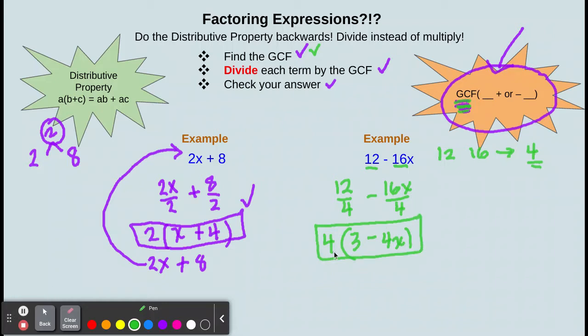But let's check our answer. 4 times 3 is 12, and 4 times 4x is 16x. And this looks the same as our original, so we know that this answer is correct.